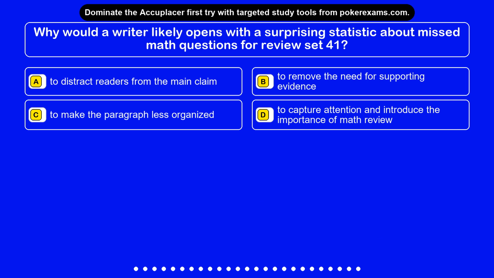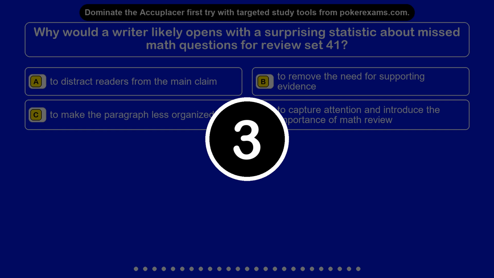Question 16. Why would a writer likely open with a surprising statistic about missed math questions for review set 41? Option A. To distract readers from the main claim. Option B. To remove the need for supporting evidence. Option C. To make the paragraph less organized. Option D. To capture attention and introduce the importance of math review.